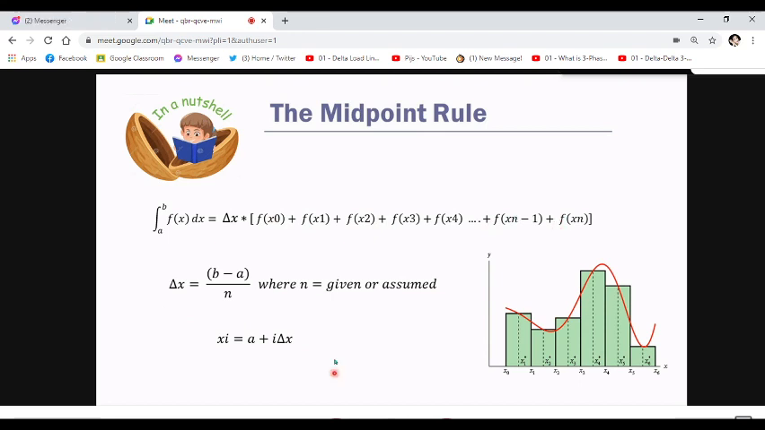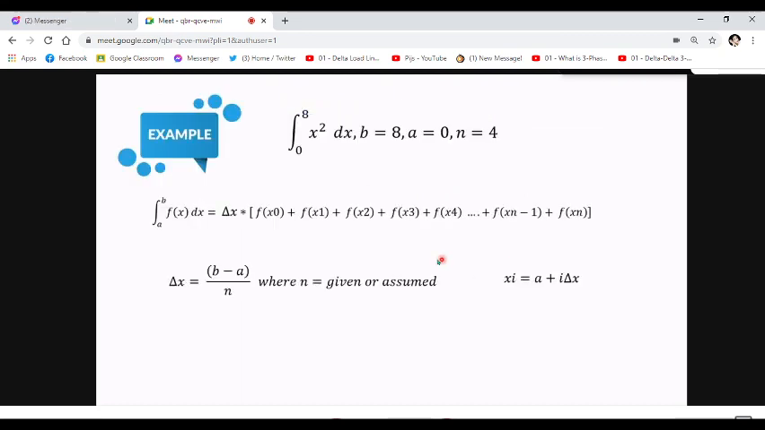Nabago lang. Dati meron ditong 1, 4, 2, 4, 2, 4. Okay? Ganon. Ngayon, wala na lahat. Kasi midpoint ang gagamitin natin. Let's say, for example, we are evaluating this. So, therefore, you have the B is equal to 8, A is equal to 0, and N is given as 4. You will be using this.